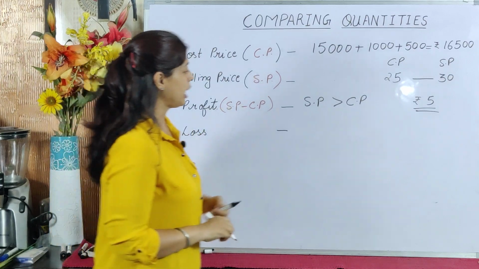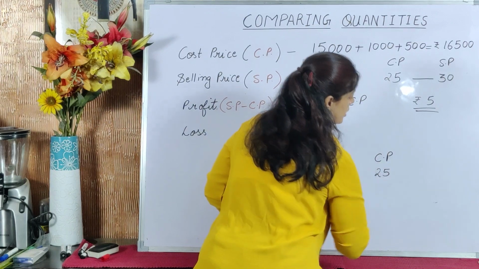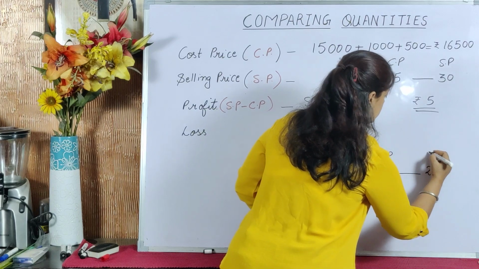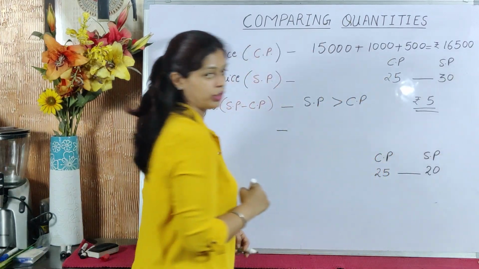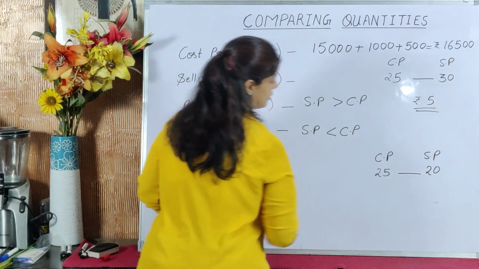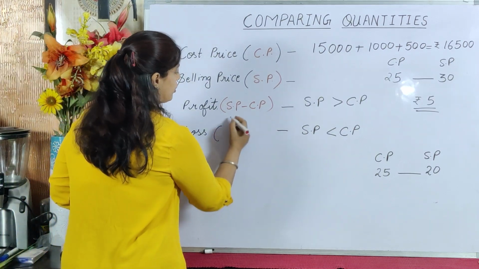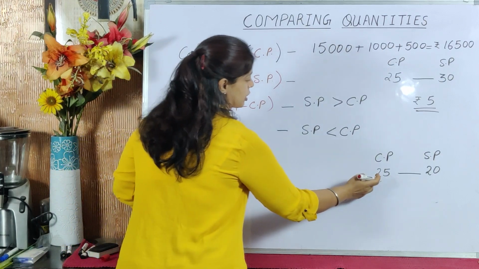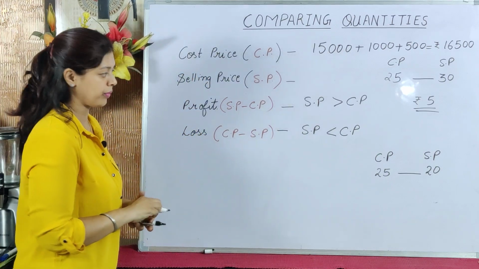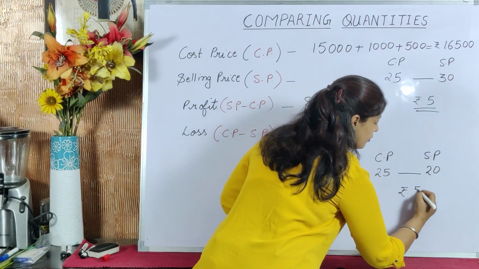Now say, in the same case, you purchase the pen for rupees 25. So the cost price is 25 and now you have sold it for rupees 20. So here you can see that the selling price is less than the cost price. It means you have made a loss in your transaction. And the loss is calculated by, since cost price is greater, in case of loss, cost price minus selling price will give you the loss. So in this case, your loss will be 25 minus 20, which is again rupees 5.